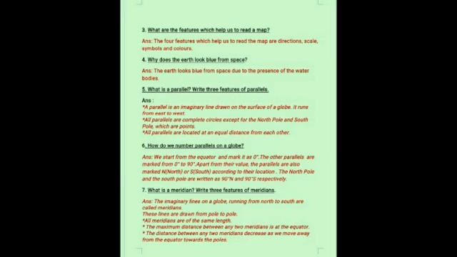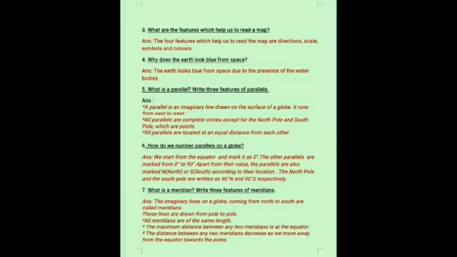Fifth one, what is a parallel? Write 3 features of parallels. A parallel is an imaginary line drawn on the surface of a globe, and it runs from east to west direction. And all parallels are complete circles except for the North Pole and South Pole, which are points. And all parallels are located at an equal distance from each other, and they neither cross nor touch one another.